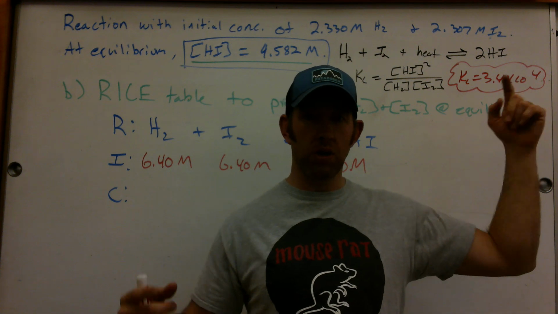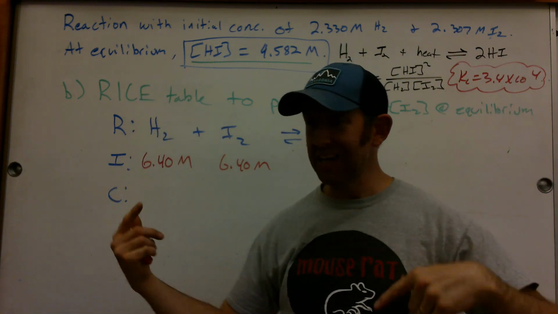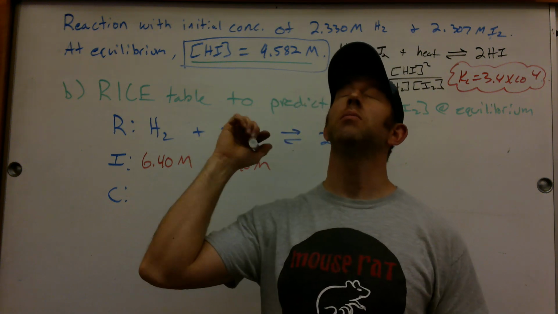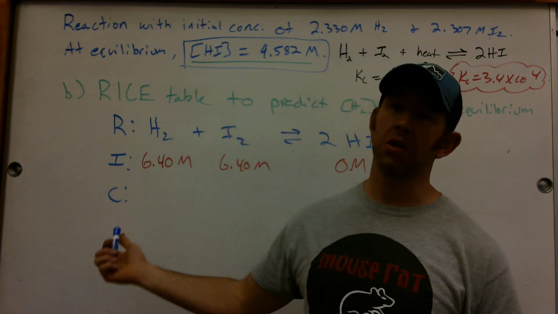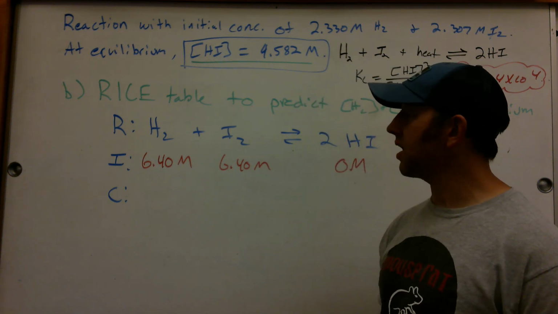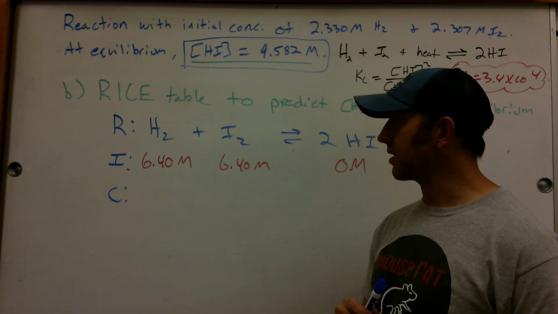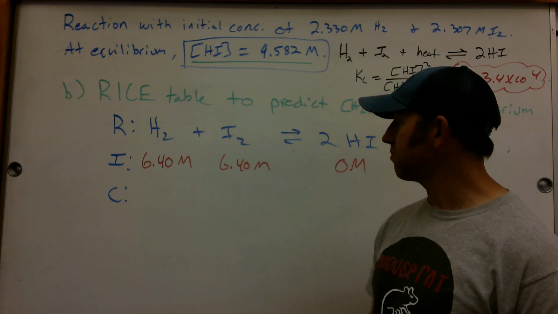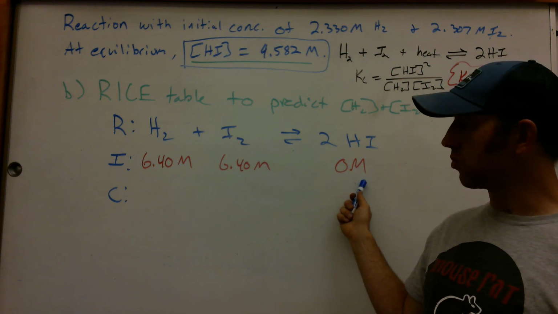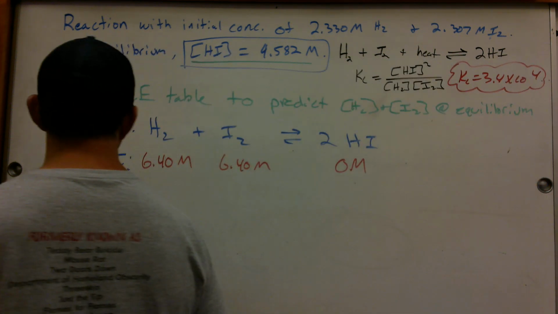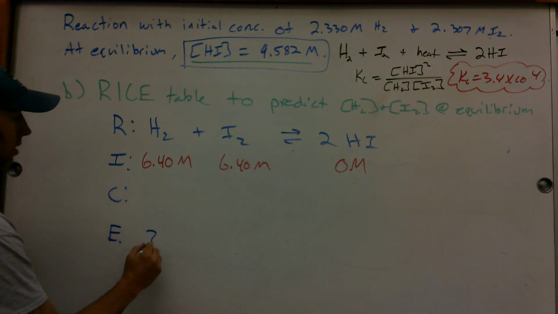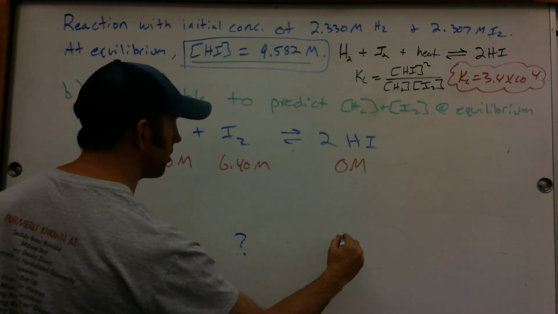But this is a big number, so we're going to make sure that at the end, when we get our equilibrium concentration numbers, we should end up with a lot more product than we do reactant. In this case, we're starting with a higher concentration of our two reactants, so that's a 6.40 molarity for both of them. And we're going to assume that the product starts at 0 molarity. What I want to be able to do is define my concentration of all three of those at equilibrium.